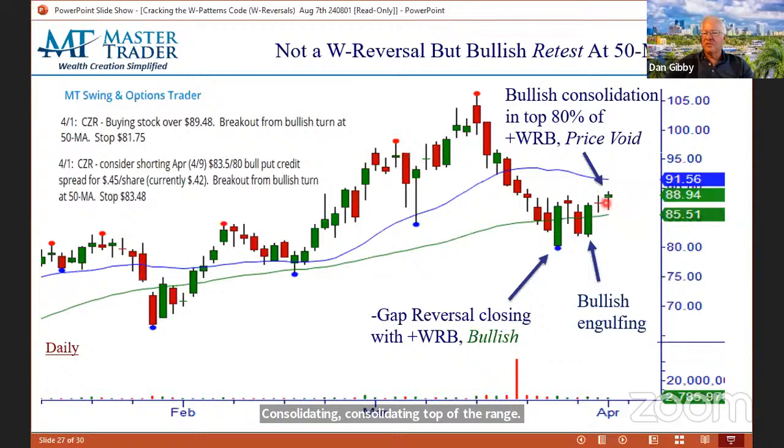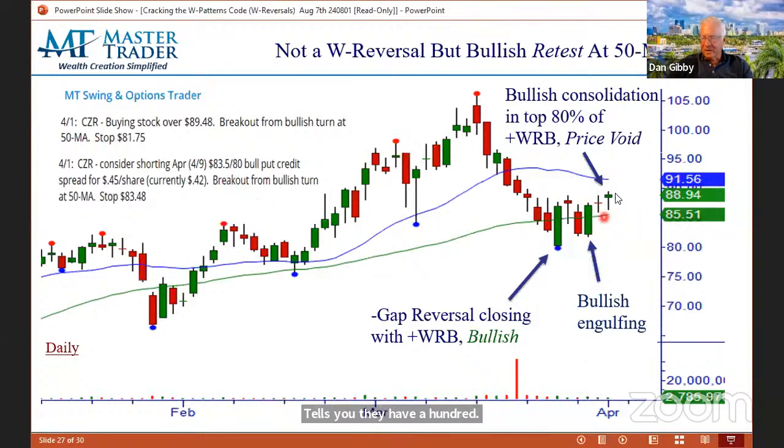Multi-bar turn at the 50. Now, I am extremely confident over the high of this bar that it's going higher. Doesn't mean it can't gap down to 80. We have an 85% batting average. Anybody who tells you they have 100, you should hold your wallet and run.